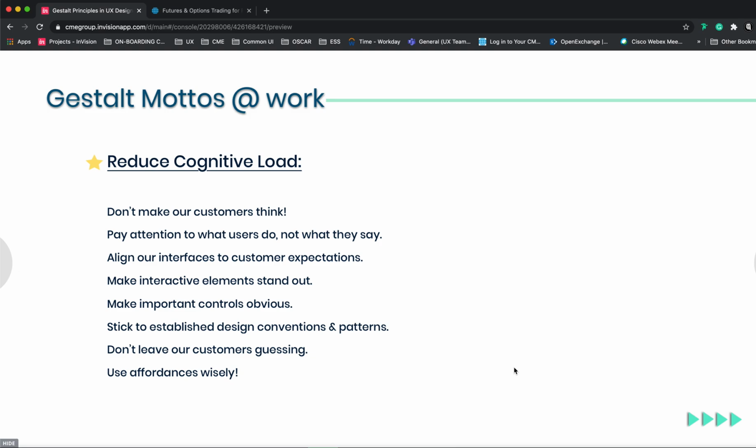Then we have align interfaces to our customer expectations. That's a given. Making interactive elements stand out, so a lot of affordance there. Make important controls obvious.